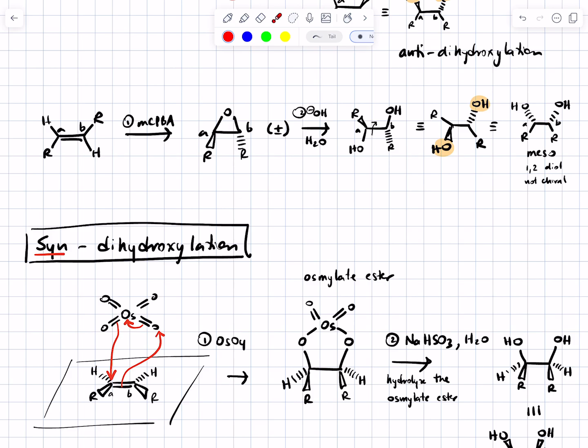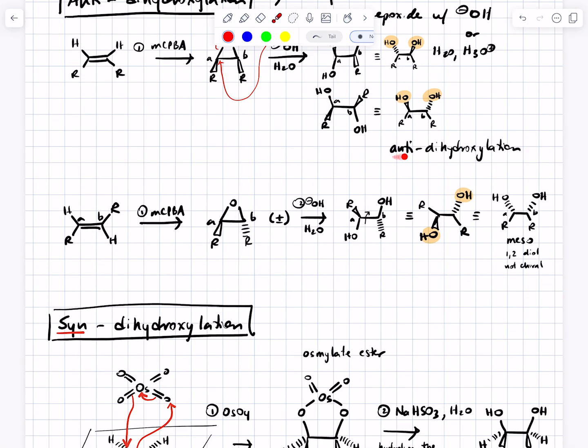But notice that if we're using anti-dihydroxylation as a strategy, the starting material was the trans alkene. So the answer is you can use both methods to get the same product, but you've got to start with the right thing. If you want to use anti-dihydroxylation to get the meso 1,2-diol, you need to start with the trans alkene.